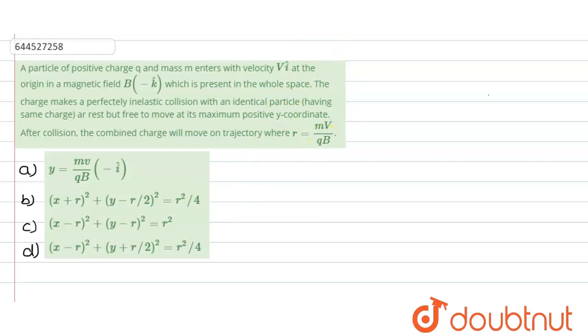First of all, we know that whenever a charged particle is moving in a magnetic field, there would be a force, which is given as q v cross B. We have just written the vector form. So first of all, we determine the direction of this force. Velocity is given in the i cap direction. We are just finding the direction, not the magnitude.